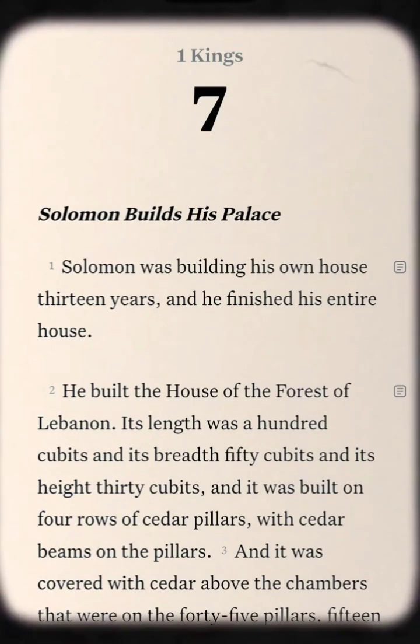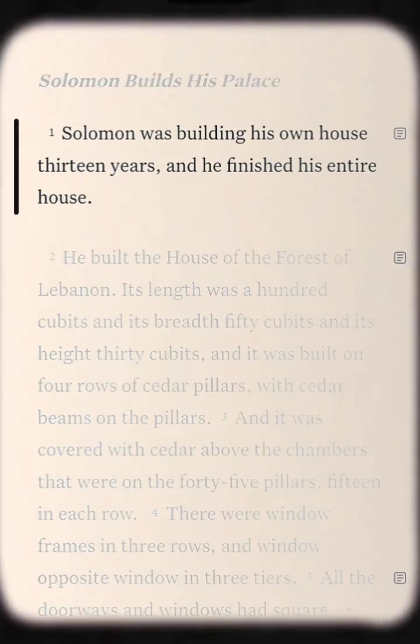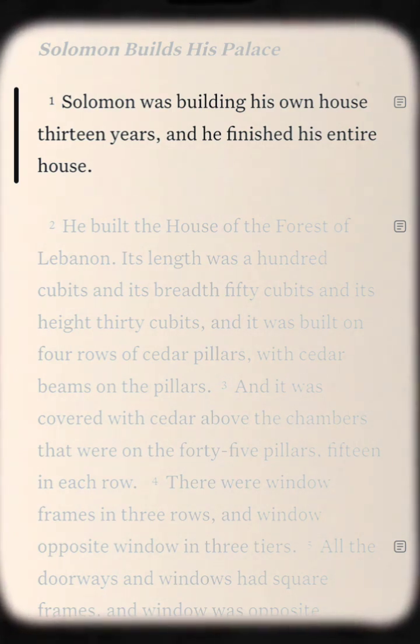Chapter 7. Solomon was building his own house 13 years, and he finished his entire house.